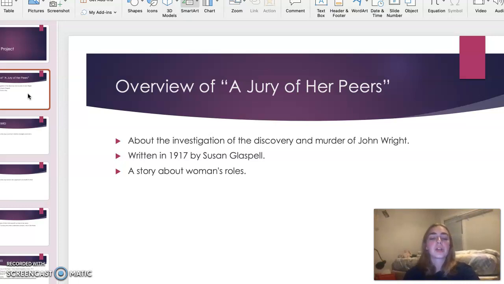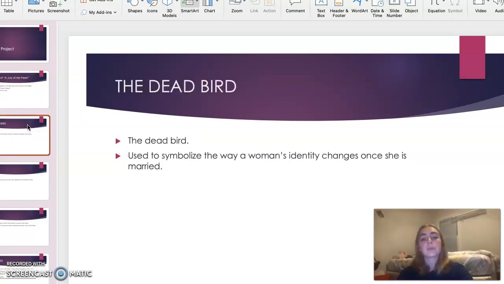In A Jury of Her Peers, Susan Glaspell uses symbolism to show the role women were expected to play in society. First, Glaspell uses the dead bird in her story to symbolize a woman's identity change once she is married. In this story, Mrs. Hall and Mrs. Peters discover the dead bird while searching through Mrs. Wright's home. The ladies found that the dead bird was killed by being strangled.